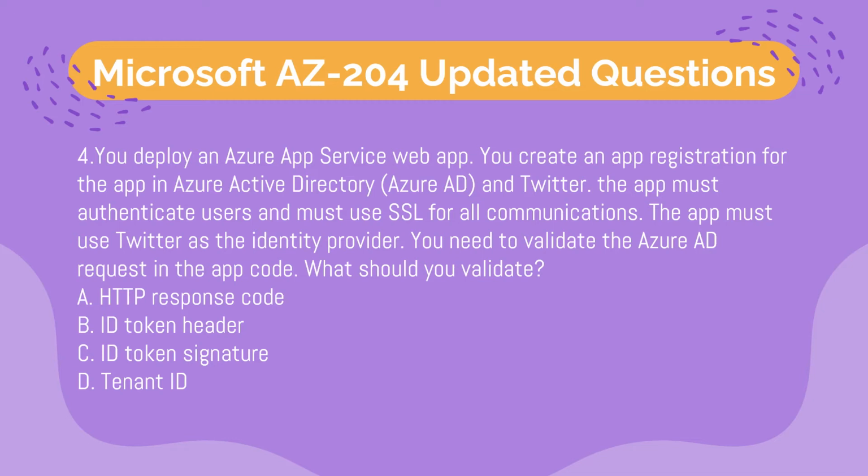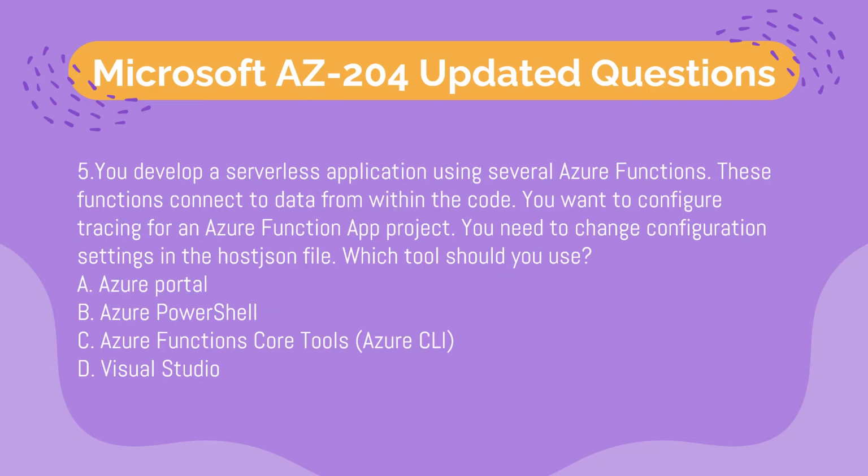What should you validate? A. HTTP response code. B. ID token header. C. ID token signature. D. Tenant ID.